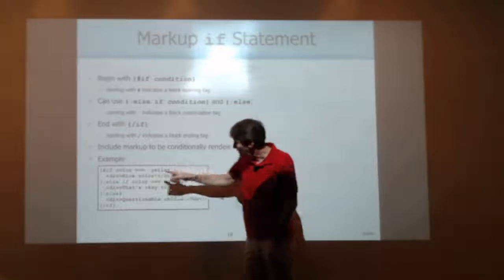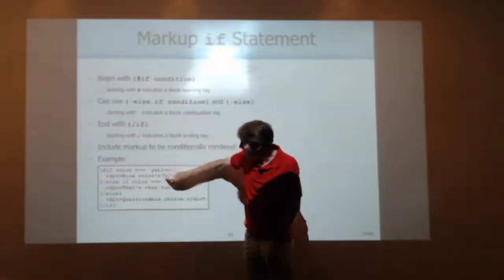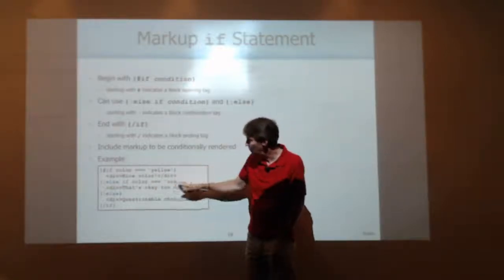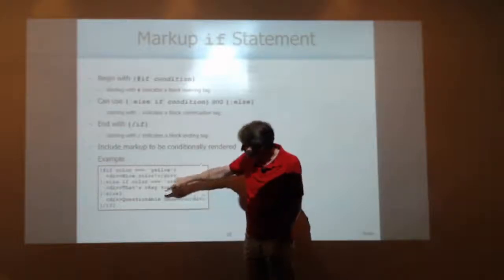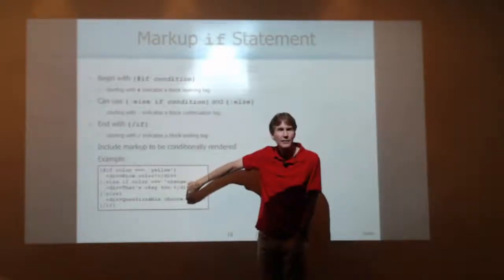So here's an example of that. If the color is yellow, I want to output this, nice color. If it's orange, that's okay too. And if it's anything else, I want to output that.